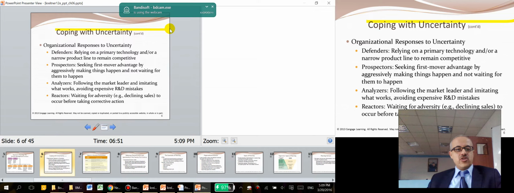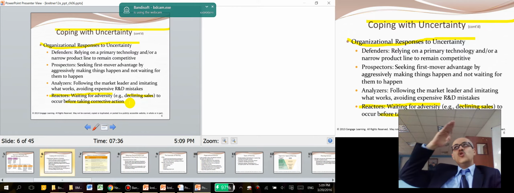And next, coping with uncertainties: organizational response to uncertainties. Now, do you guys remember the mobile business? Every company makes plans for the mobile business. Do you guys remember Nokia? How many people remember Nokia? Some people forgot Nokia. Now, how did Nokia respond to uncertainties in the mobile business? Maybe they were more of reactors. They were waiting for adversity. Only when their sales declined did they wake up. They started to lose a lot until they decided to come up with something new.